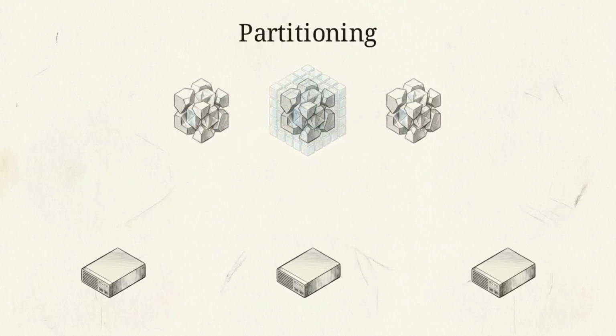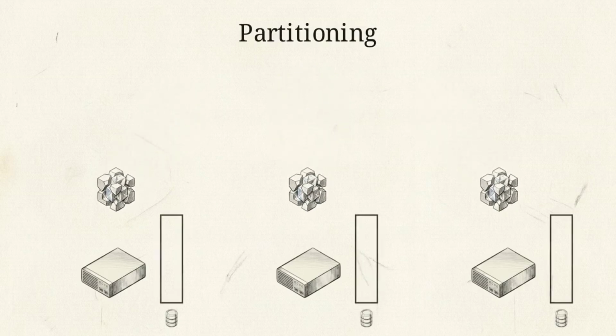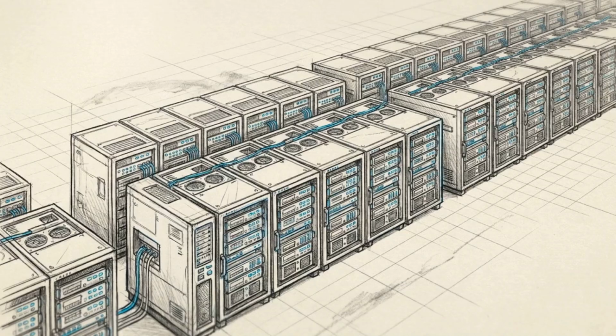To push past the boundaries of a single machine, you have to introduce partitioning. This involves breaking a massive dataset into distinct, non-overlapping subsets, often called shards or vnodes, and assigning each piece to a different physical server. By doing this, you achieve horizontal scalability. You multiply the absolute storage capacity and the concurrent request throughput by the number of nodes in your cluster.